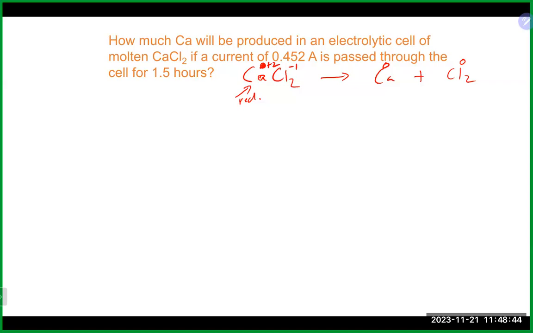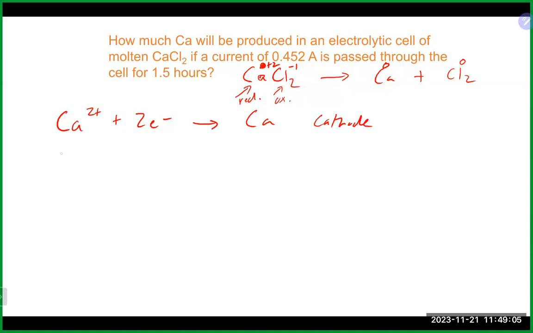cathode. Chlorine is going from -1 to 0, which means it is being oxidized and would be our anode. So in this case, we're going from calcium, going to add a couple of electrons, and that's going to give us calcium here as our cathode reaction.